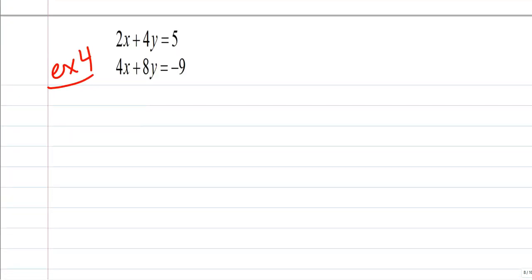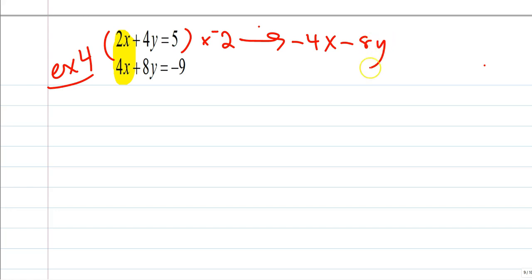This is not ready to cancel. They're not the same number. So pick one, x or y. I'll do x's this time. Smaller numbers. I got a 2 and a 4. I can make them both a 4. I would just need to make the top one not just a 4, but a negative. Alright, so what's that going to do here? That's going to make that 2x into a -4x, the 4y into a -8y, and that 5 into a -10. The second one I didn't need to change. It was perfect just the way it was.